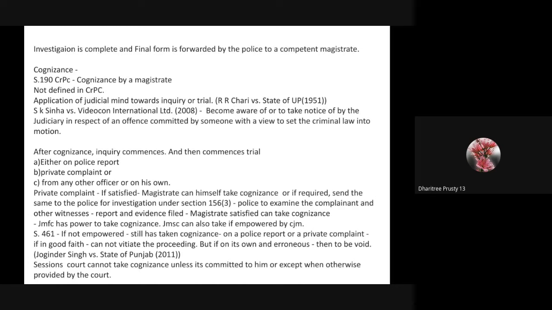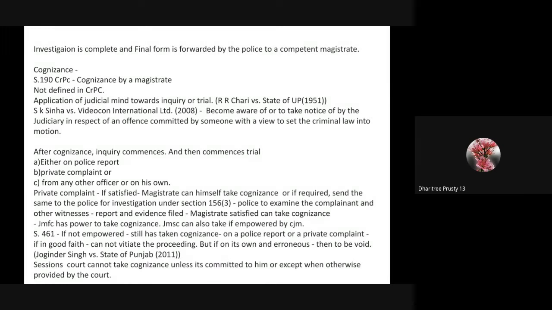So the magistrate can himself register a complaint or register a written note, and on the basis of that, a cognizance can also be taken. As I discussed, in a private complaint, if satisfied, the magistrate can himself take cognizance, or if required, he can send the same to the police for investigation under section 156(3). We have already discussed that during the investigation part. And the police will examine the complainant and the other witnesses, and then the police report will be filed before the magistrate, and the magistrate, if satisfied, will take cognizance.